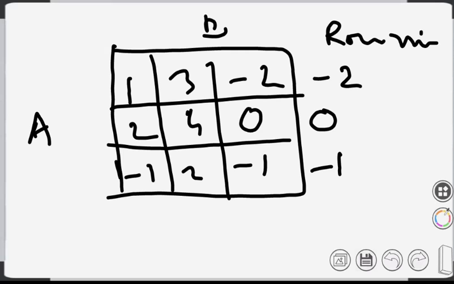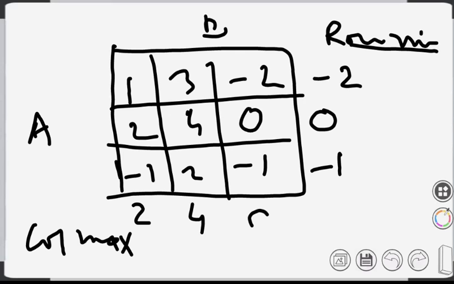Then for B we will find the column maximum. The column maximum is the maximum assured loss. Because B is the losing player, we are trying to find the maximum possible loss, and because A is the gaining player, we try to find the minimum possible gain. Row min represents the minimum possible gain, and column max represents the maximum possible loss. So column max: the first column is 2, the second column is 4, the third column is 0.